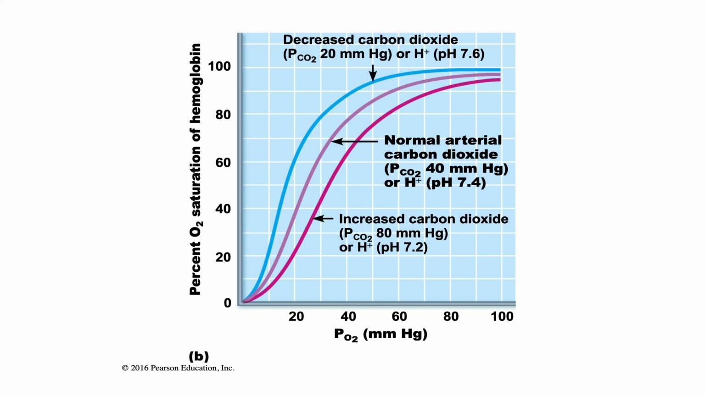Now in this next slide, we're going to be looking at increasing carbon dioxide, or increasing hydrogen ions. So in other words, we're talking about a decrease in pH.